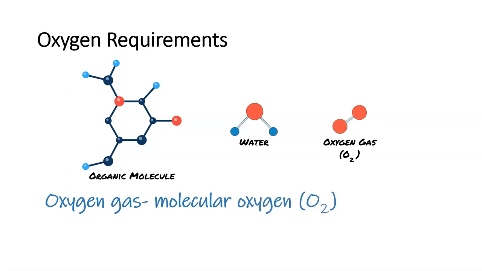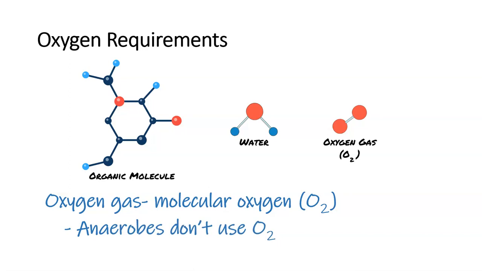It is used by many microorganisms for growth, but it is not a requirement for all living things. In fact, life on Earth began before molecular oxygen was widely available. The earliest living things were anaerobes, meaning they didn't use oxygen.